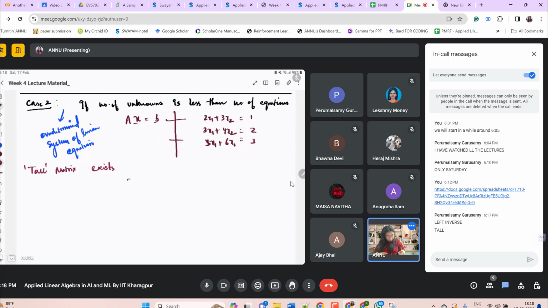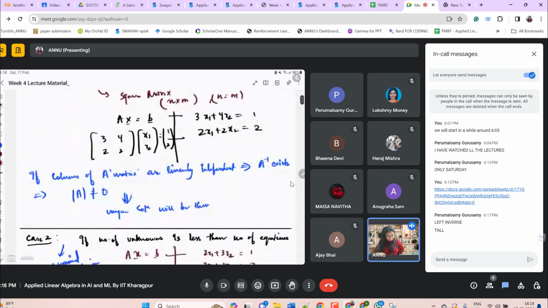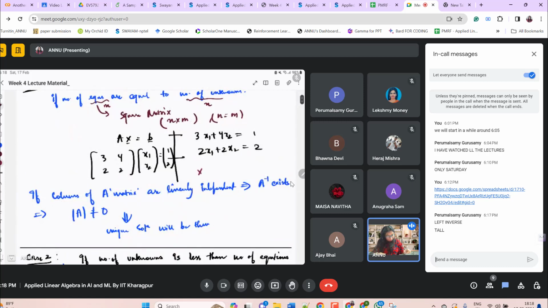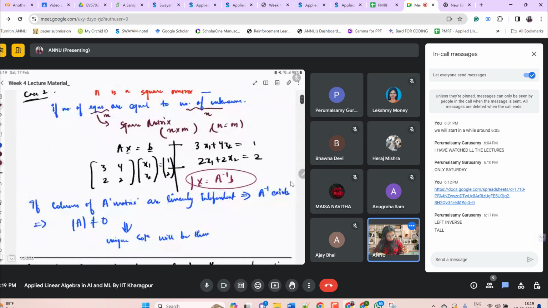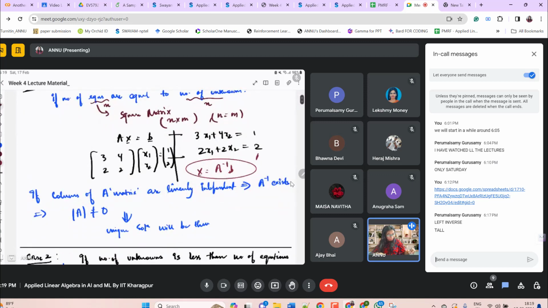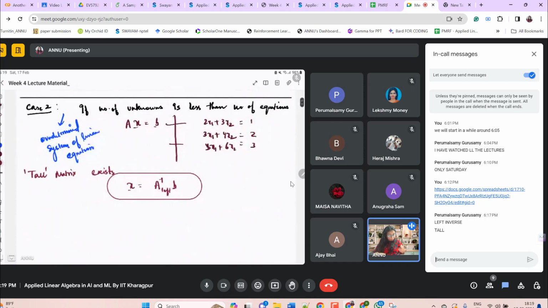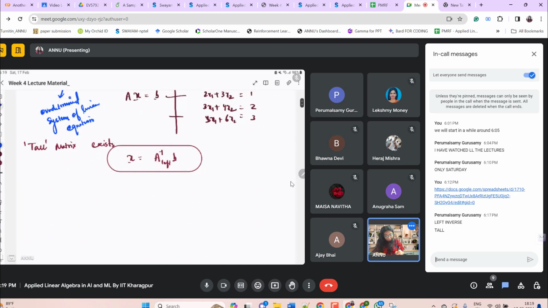So now how will you solve? Here x equals A inverse left times B. Or here you would have x equals A inverse of B, and here what will be the A inverse? A inverse equals A inverse left equals A inverse right. I hope this is clear. Now, A inverse left. Now tell me, what is the formula for A inverse left?